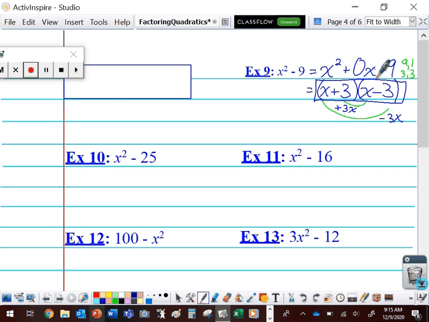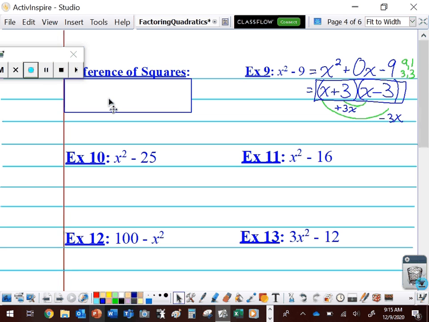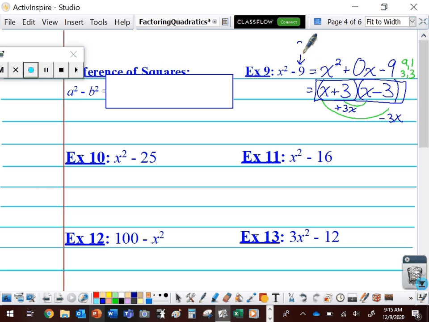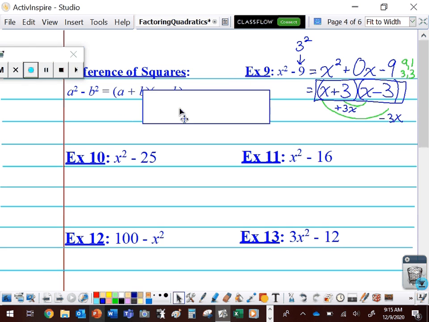Now, guys, this is something called the difference of squares. The difference of squares is when you have a squared minus b squared. If there is no bx term, we can be pretty sure for right now that we're going to be looking at a difference of squares. So I have x squared minus 9. Well, 9, I could treat that as 3 squared. And if we have a squared minus b squared, this has a special shortcut that we can use to factor it. It factors a plus b, a minus b.